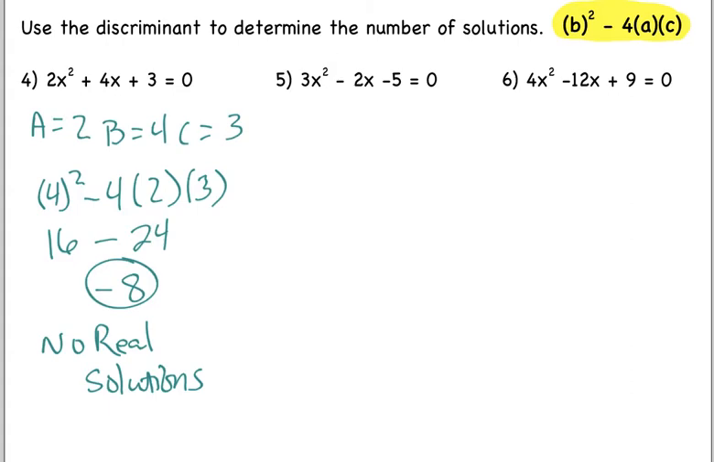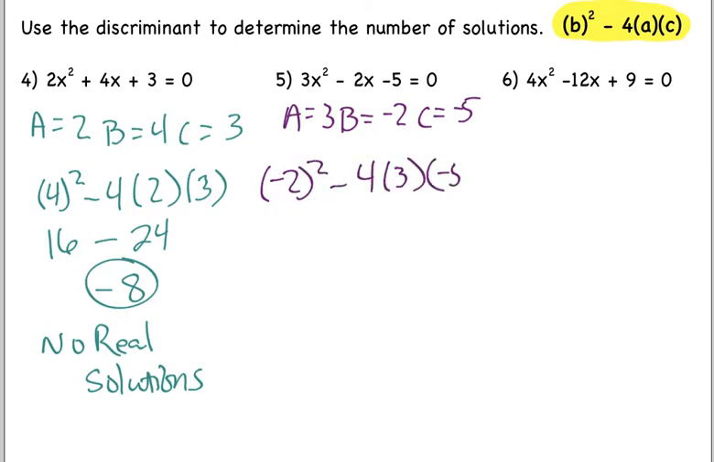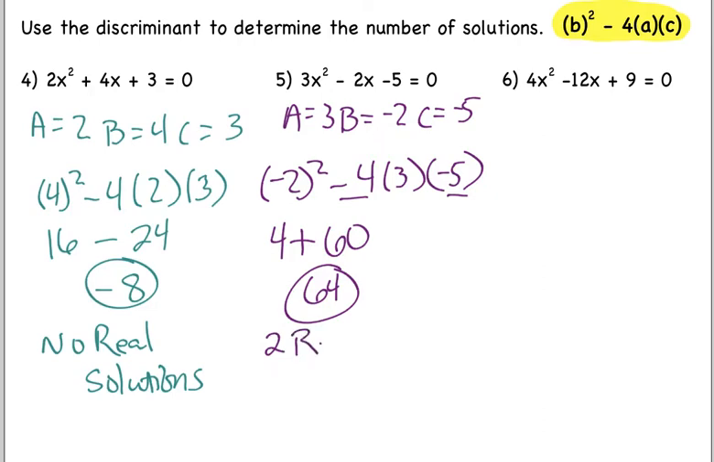On the next one, your A is 3, your B is negative 2, and your C is negative 5. So we've got our B squared minus 4 times A times C. Negative 2 squared is 4. You're going to have a negative times another negative, so you are going to end up with a positive value here. This is going to give me negative 4 times 3 times negative 5 is a positive 60, which is going to give me 64 for the discriminant, which is going to tell me that I have 2 real solutions.